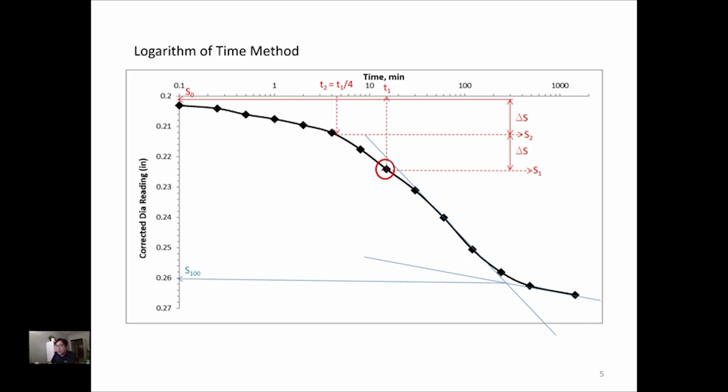So here we have this S100, corresponding to this point, marking the end of the primary consolidation. From there on, this is the secondary consolidation, and before that is the primary.